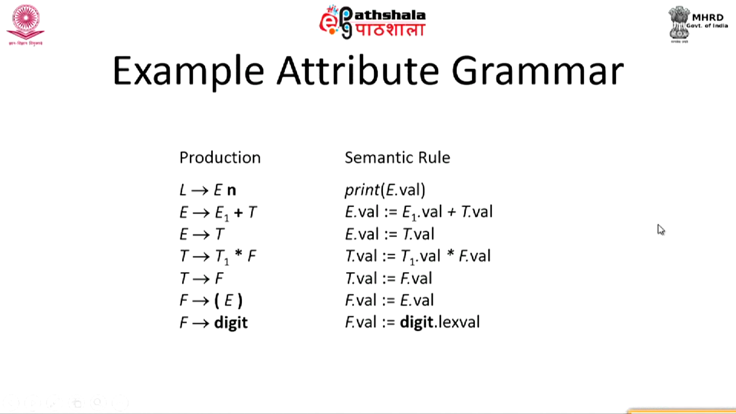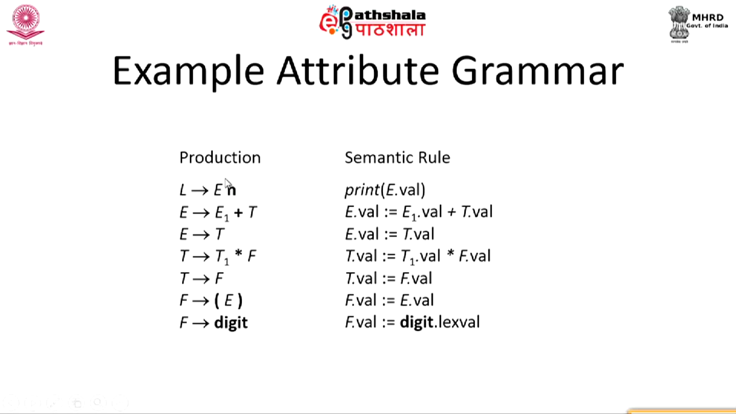For example, consider this grammar. The productions are: L produces E followed by n, E produces E1 plus T, E produces T, T produces T star F, T produces F, F produces open parenthesis E close parenthesis, and F produces digit. Now this is a simple expression grammar.